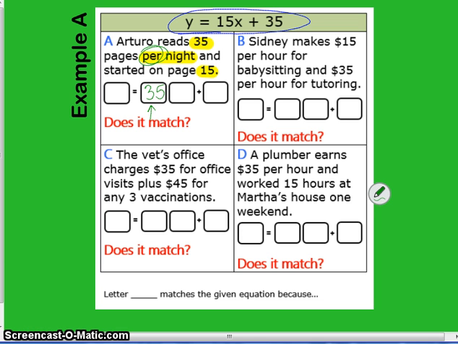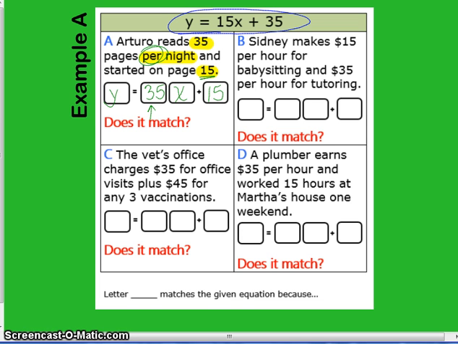What I also already know is that y is that first box and that third box is an x. So now all I'm left with is that last 15, and so I know that that goes there. So again, anytime you see that word per, I know that that is my rate of change. It's going to go in that second box.